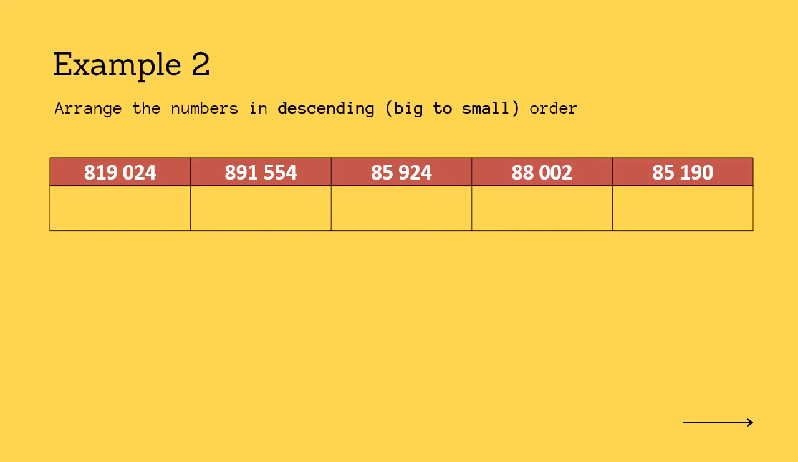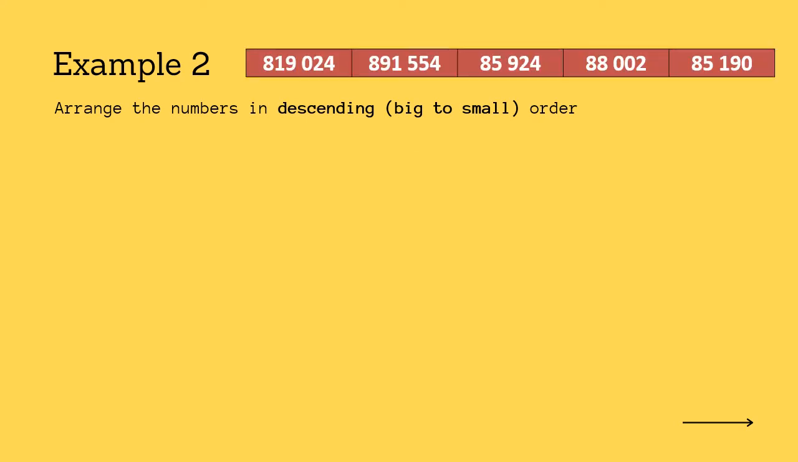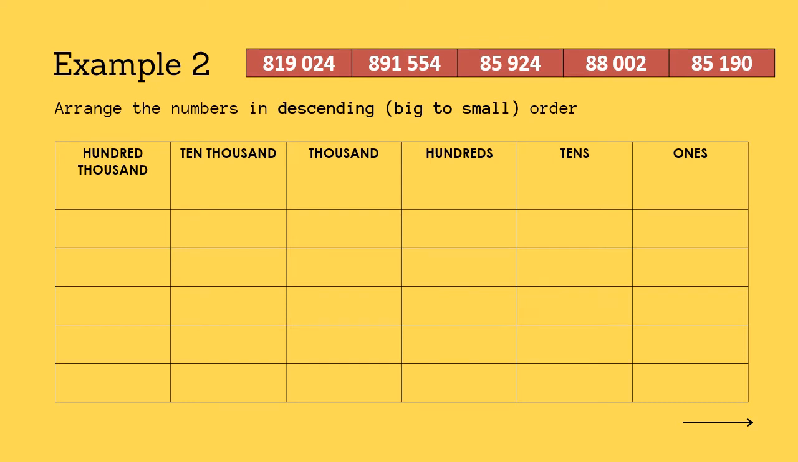Example 2. Arrange the numbers in descending order from big to small. So we have all these 5 numbers. Just putting them up here, and here's my place value chart. As usual, you can just chuck the numbers into the place value chart, starting with the first one.